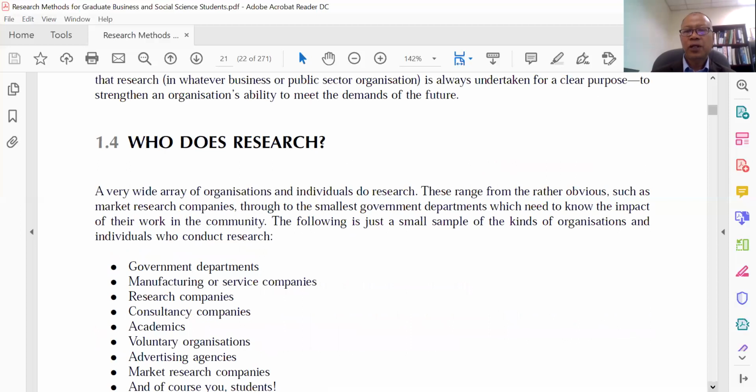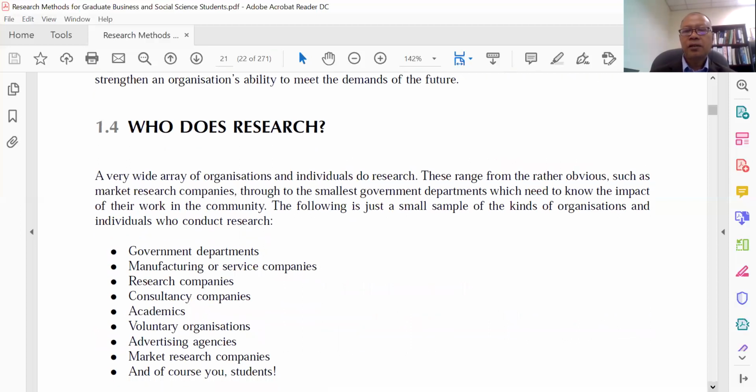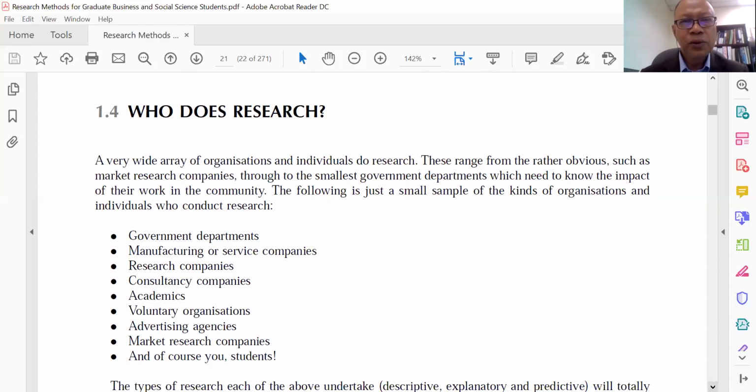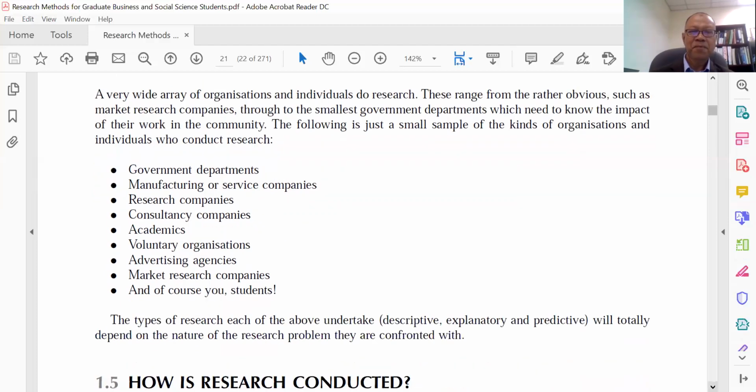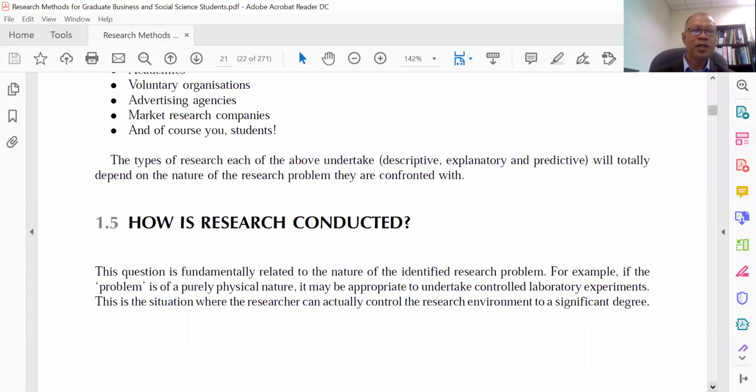Who does the research? Well, there are certain organizations that do research: government agencies, manufacturing or service companies, research companies, consultancy companies, academics, the lecturers like us. It's part of the job to do the research, and part of the performance, the key performance index for lecturers. Advertising agencies, market research companies, and of course you students, you have to do research. How is research conducted?